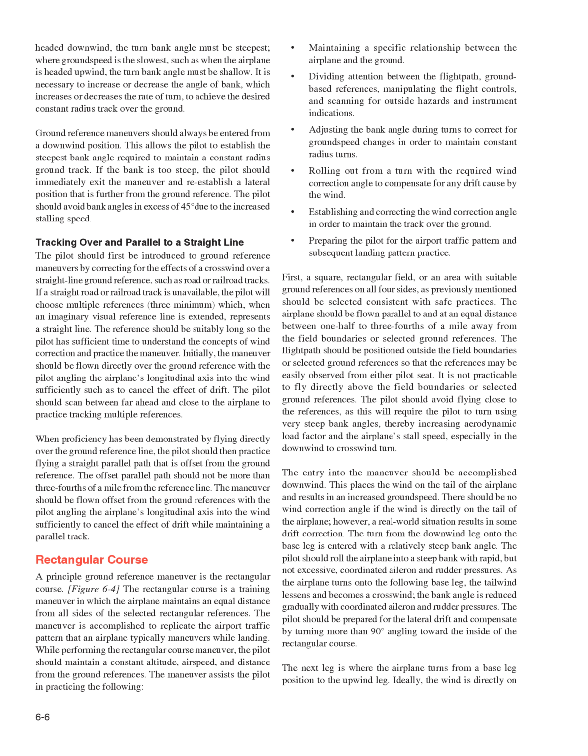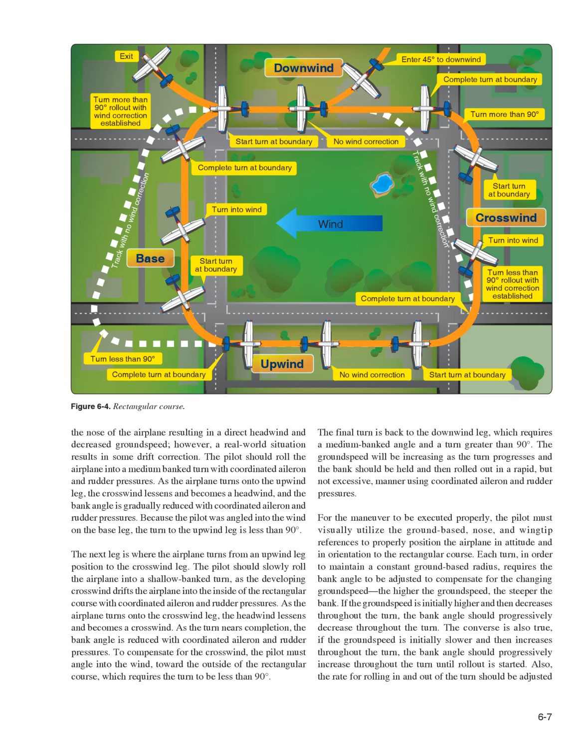The next leg is where the airplane turns from a base leg position to the upwind leg. Ideally, the wind is directly on the nose of the airplane, resulting in a direct headwind and decreased ground speed. However, a real-world situation results in some drift correction. The pilot should roll the airplane into a medium bank turn with coordinated aileron and rudder pressures. As the airplane turns onto the upwind leg, the crosswind lessens and becomes a headwind, and the bank angle is gradually reduced with coordinated aileron and rudder pressures. Because the pilot was angled into the wind on the base leg, the turn to the upwind leg is less than 90 degrees.